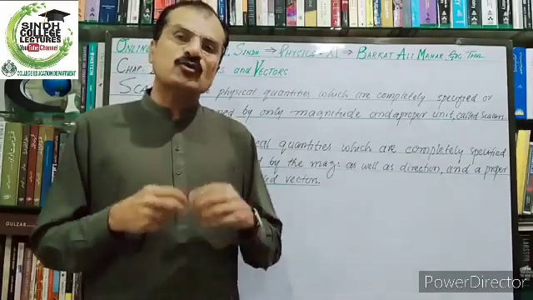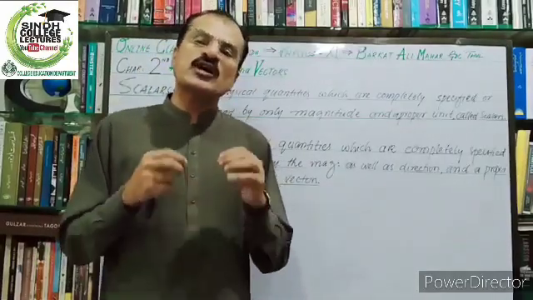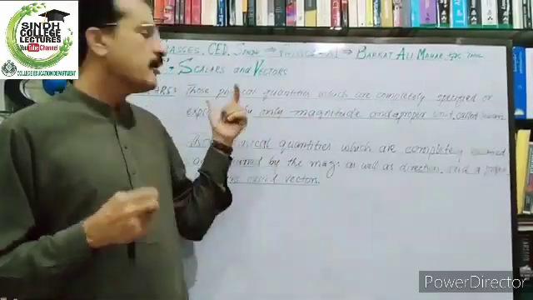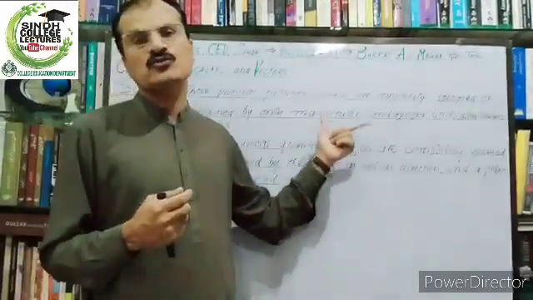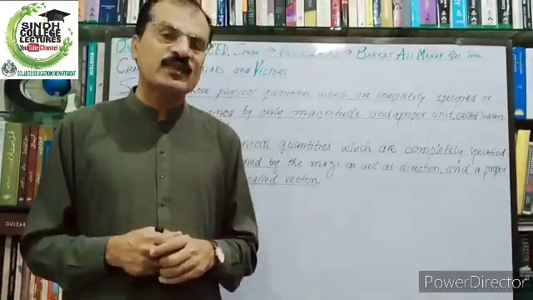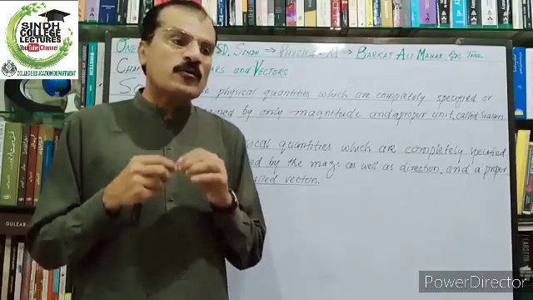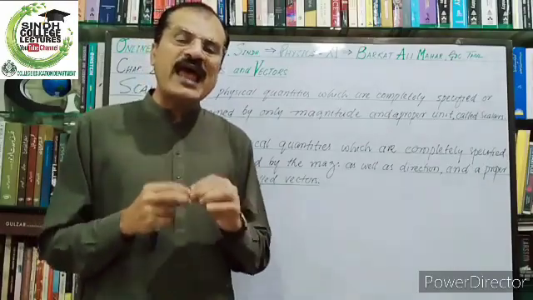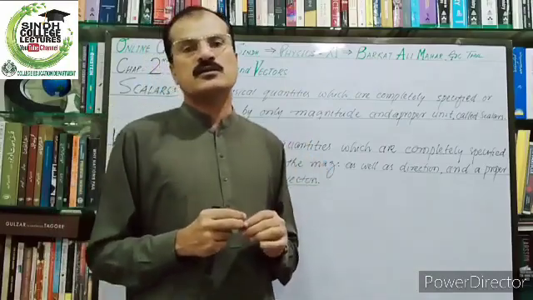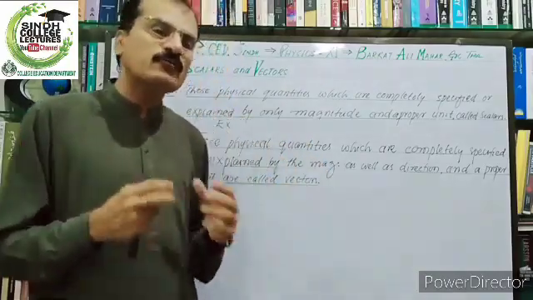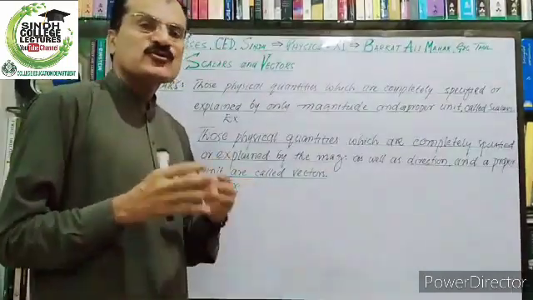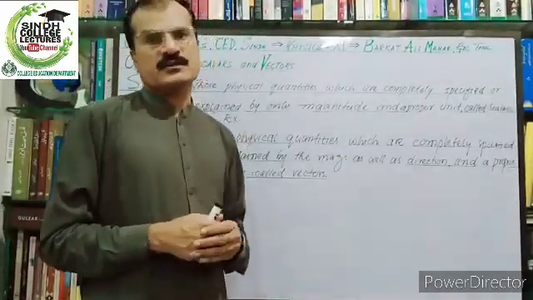Simply I can say those physical quantities which are completely specified by only magnitude and proper unit are known as scalars. Yes, my dear students, whenever you don't need to explain the direction of any quantity, that physical quantity is known as a scalar. Now let's see the examples of scalars.